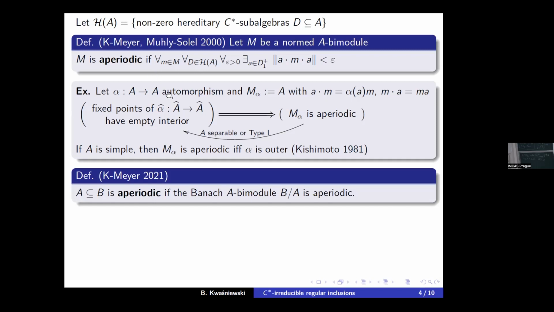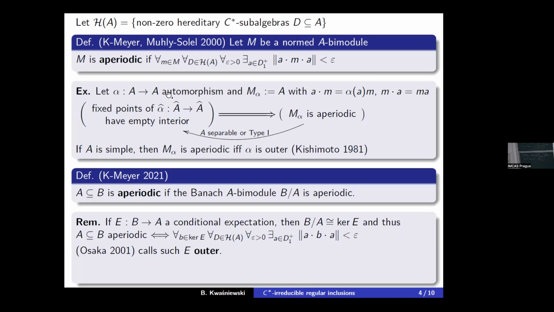That's annoying, but if you have these conditional expectations, and we eventually will have one, then this simplifies. If we have a conditional expectation, then this quotient is naturally isomorphic to the kernel of E. Usually when you have a map, you know that the range is isomorphic to the quotient by the kernel, but the opposite also somehow holds. So the quotient by the range of E is isomorphic to the kernel. Then this condition just means that we can avoid this quotient norm, but we need to restrict only to elements sitting in the kernel.